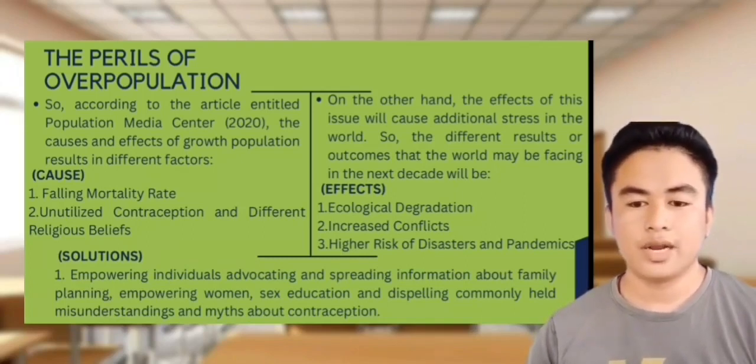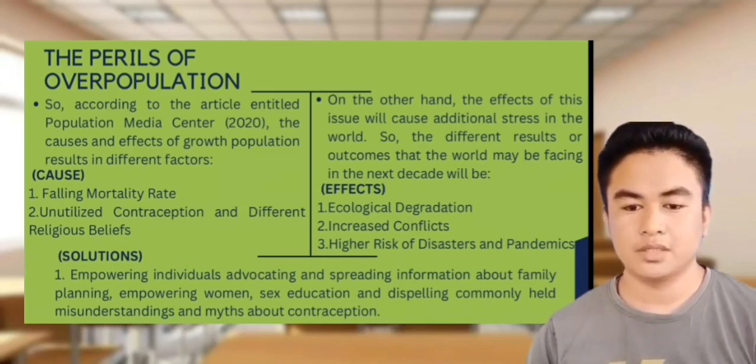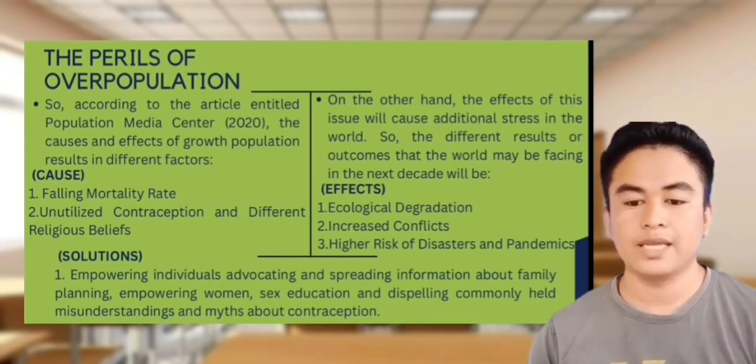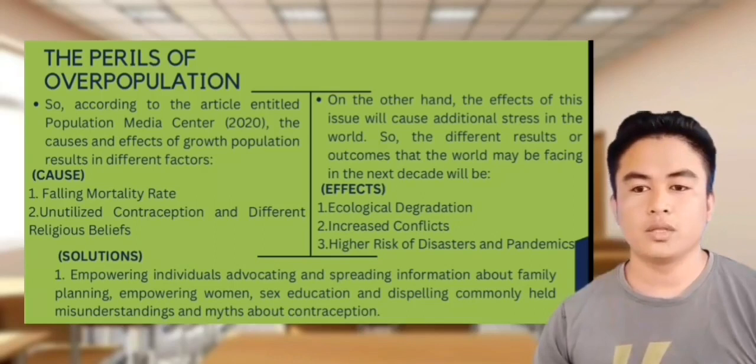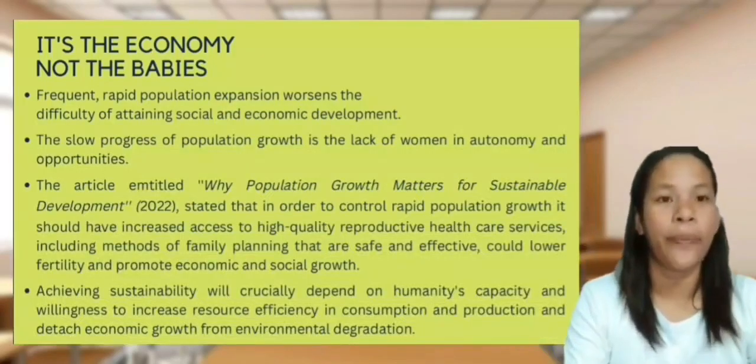Solutions. Therefore, in order to effectively handle this issue of overpopulation, it is essential to adopt a strategy of empowering individuals while discouraging anyone from advocating the use of coercion to solve the problems. Combined efforts of spreading information about family planning, empowering women, sex education, and dispelling commonly held misunderstandings and myths about contraception will significantly change the demographic destiny of our world. It's the economy, not the babies.